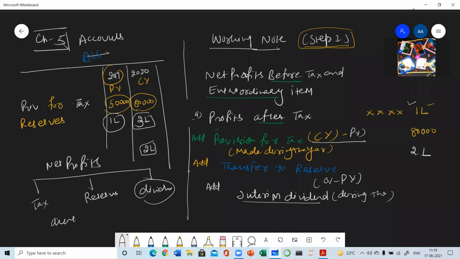So till now, I have told you three things: provision for tax, then transfer to reserve, then interim dividend. It will be given in the question. Only one figure will be given and that is to be added here. Likewise, here two figures were given, previous and current year. But interim dividend means the dividend which was declared during the year and paid during the year. So only one figure will be given in the question. You have to just pick that figure and add it here. Next item is the proposed dividend. Add proposed dividend.